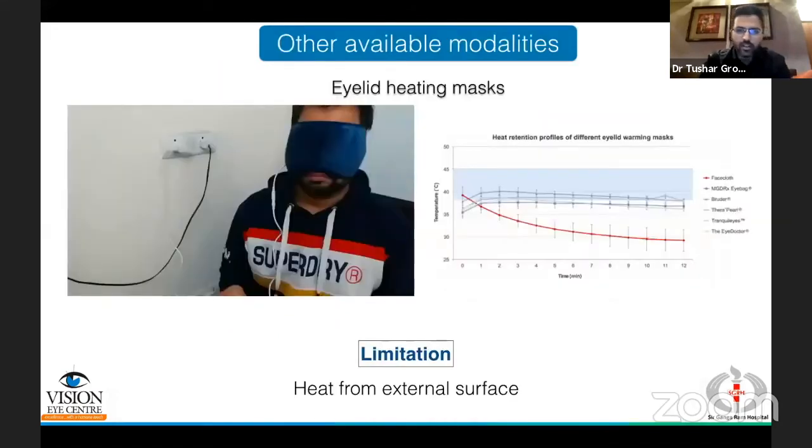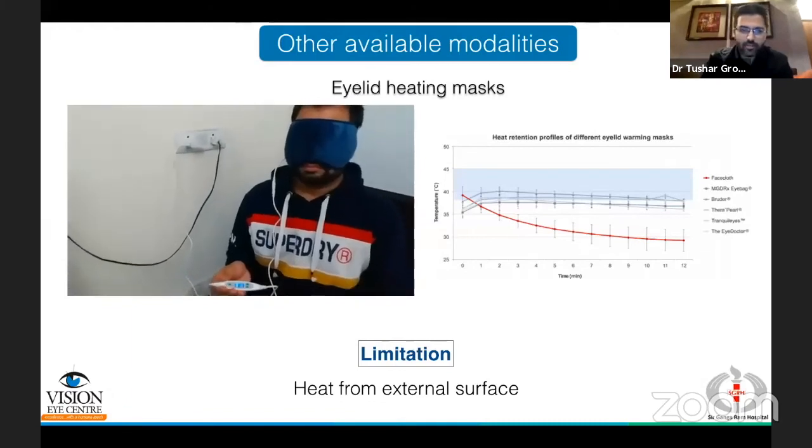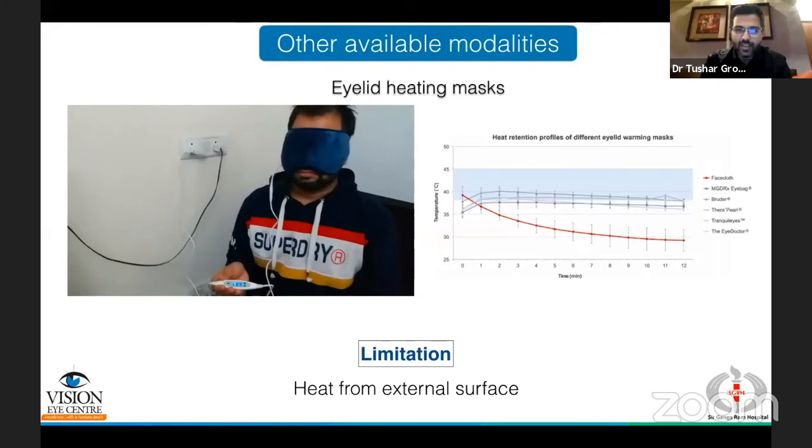There are certain other modalities available as well that play an important role, such as these eyelid heating masks. So what you see here is a USB based heating mask, and the person sits comfortably with the controls in his hand, so he can adjust the temperature depending on what is tolerable to him. And if you look at the graph on the right side, you see that the different masks that have been shown, all of them are able to get reasonably good temperature profiles, at least at the external surface of the lids. And when you look at the red line, that is a face cloth. So definitely not getting the right temperatures there with the face cloth as compared to these masks.